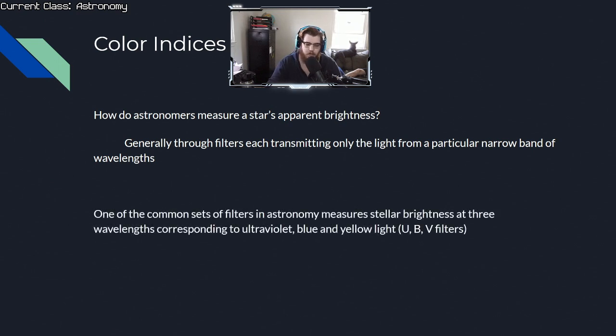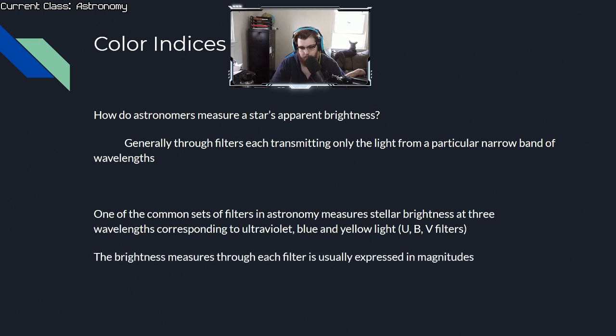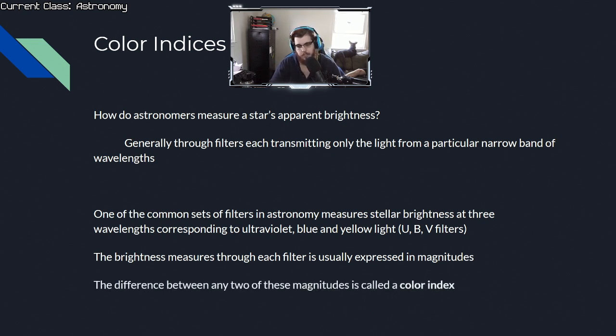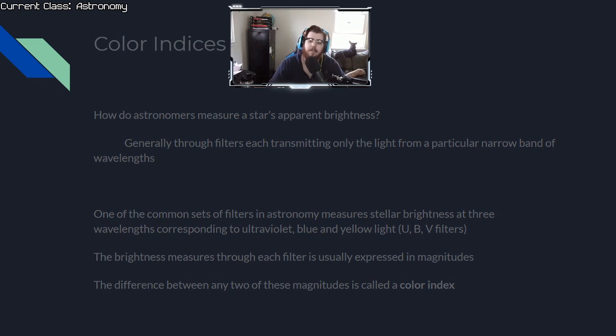And so, one of the most common sets of filters in astronomy that measures stellar brightness ends up being 3 wavelengths. One that corresponds to the ultraviolet wavelengths, one that responds to blue, and one that responds to yellow light. They're called the U, B, and V filters. Now, the brightness measured through each filter is usually expressed in magnitudes. The difference between any 2 of these magnitudes is called a color index.